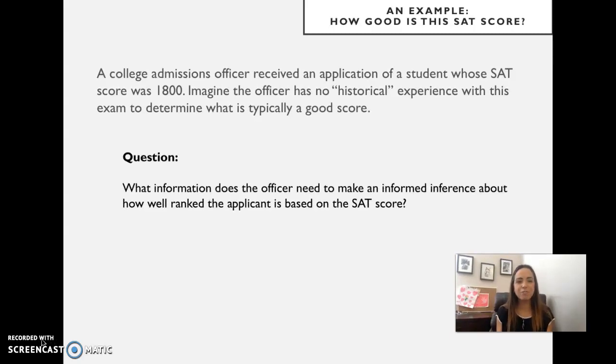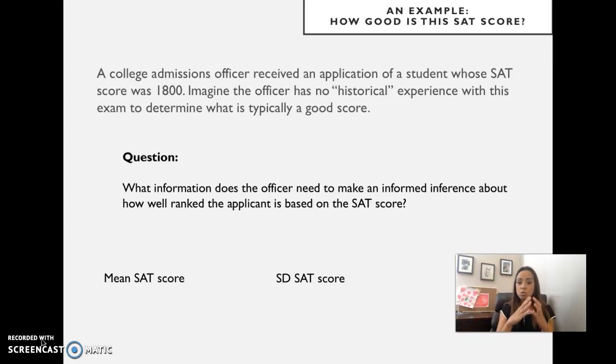And the question is, what information would the officer need to make an informed inference about how well ranked the applicant is based on the SAT score? Think about it for a second. What would be the information that the officer would need? If you're thinking that it would be useful to know, let's say, the mean score that everybody gets, take everybody that always takes the test, like the population of test takers. What's the average score that people get? And that would be true, right? You can compare that score with respect to the mean. If it's above the mean, that's a good thing. If it's below the mean, not so good.